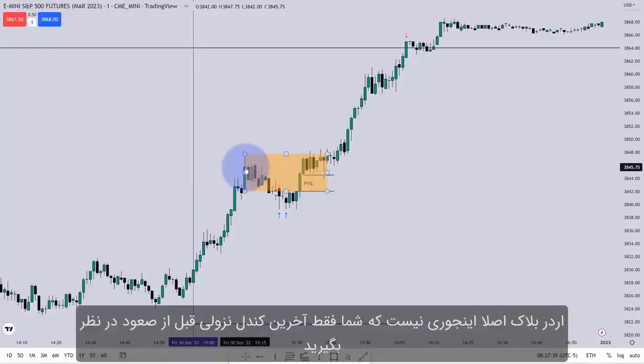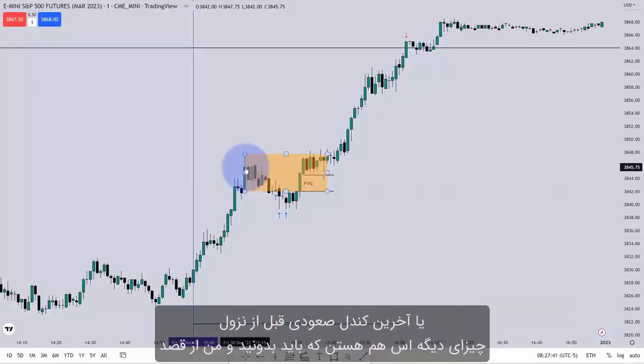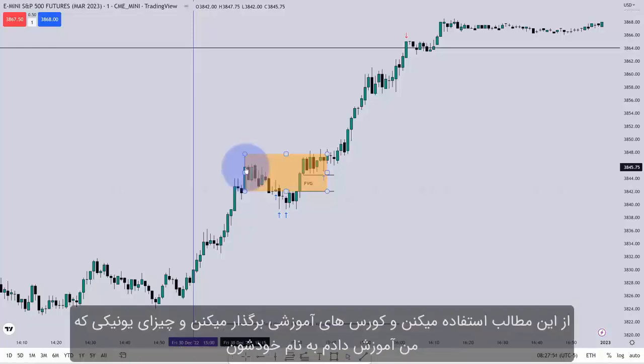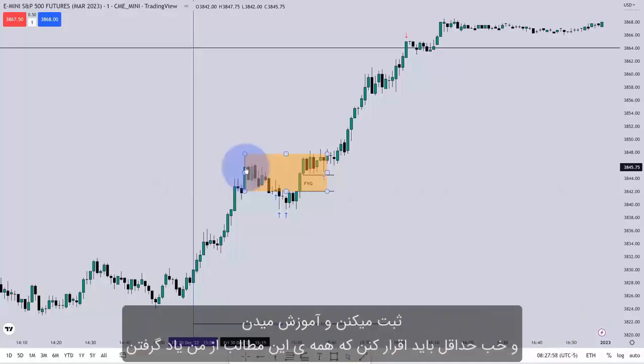It's not the last down-close candle before the up move. It's not the last up-close candle before the down move. There are other things you've got to know. I purposely left things out because of that. I knew people out here were creating new courses and revamping things that I've taught that are unique to me, and just changing the name and conveniently omitting the idea that they learned it from me.